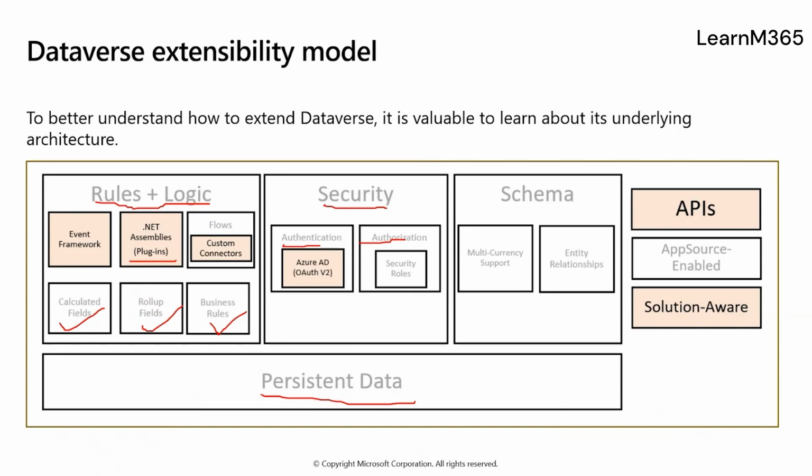With respect to authentication, we have Azure AD or OAuth v2 available, and from an authorization perspective, we have learned about security roles. Then we have also talked about the schema concept, right? It provides multi-currency support. It provides entity relationships. It is rich in metadata. If you are interested in having a custom table, you can create a custom table also, and that is all getting stored on Dataverse.